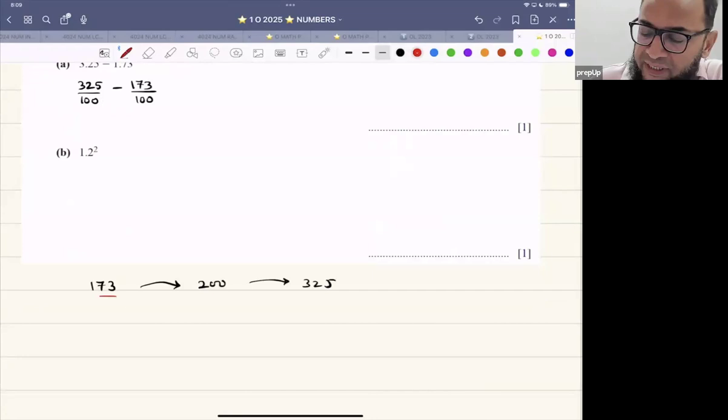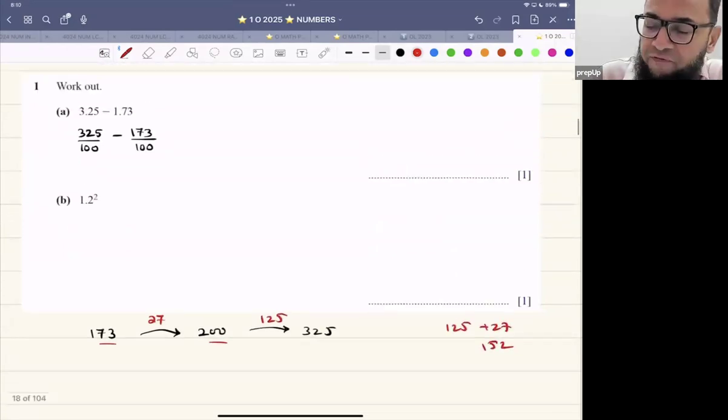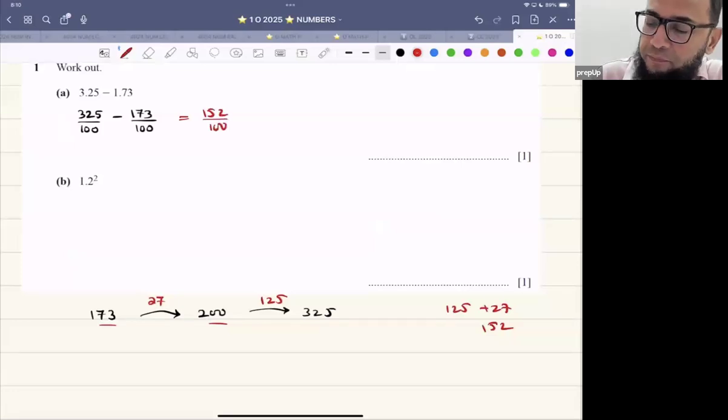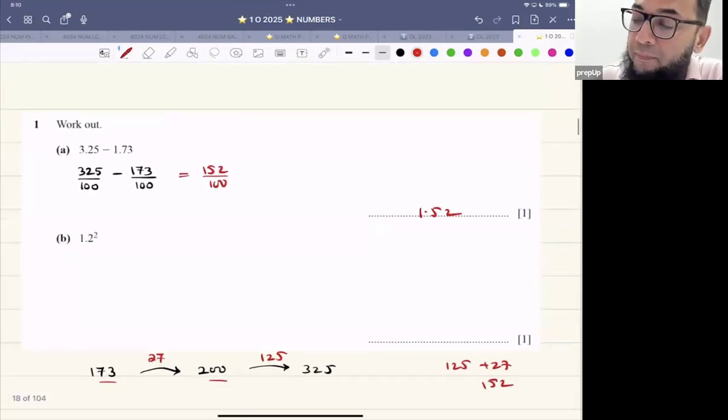So 173 till 200, that's 27. This is 125. 125 plus 27, 152. So this is 152 over 100. This is 1.52. That's one way.